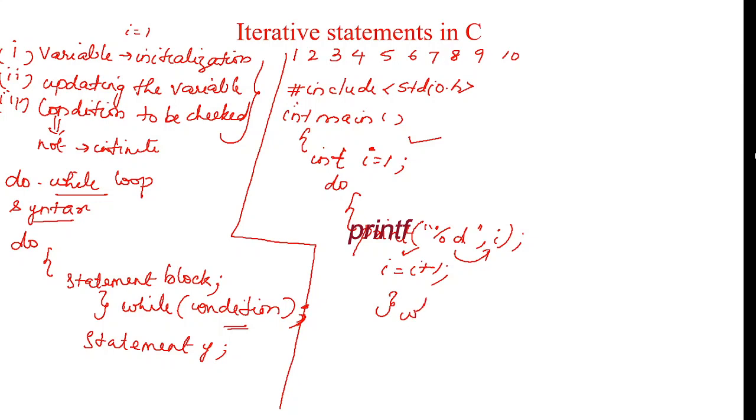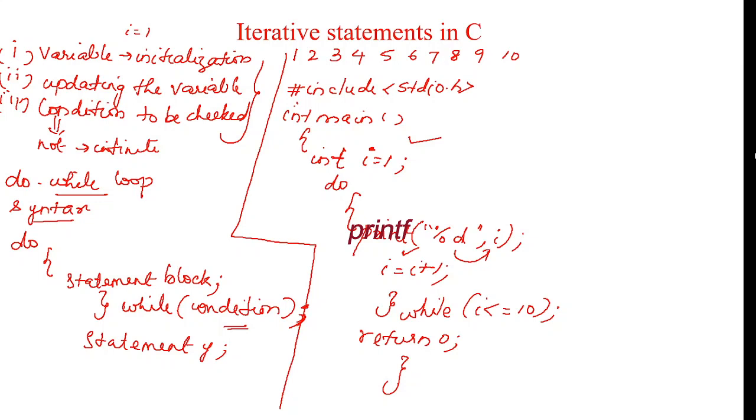Close the loop. Now you check the condition while I is less than or equal to 10. Right. Return 0, which indicates the end of the program. Okay. Now what is your working principle? First you are initializing the value of I is equal to 1.